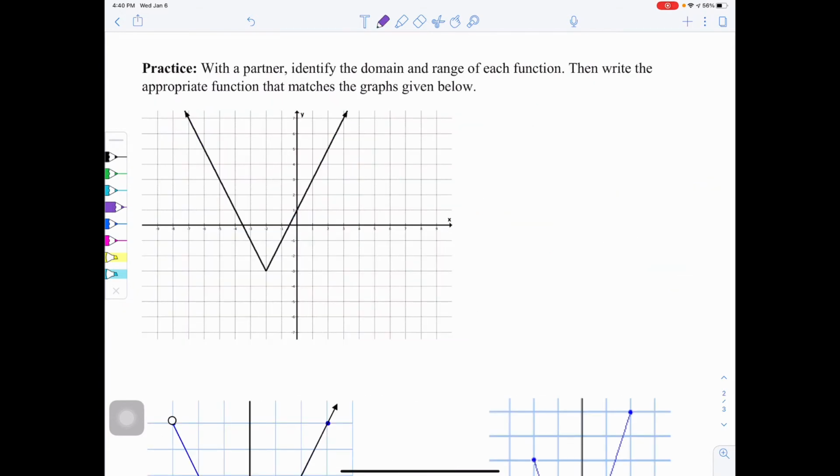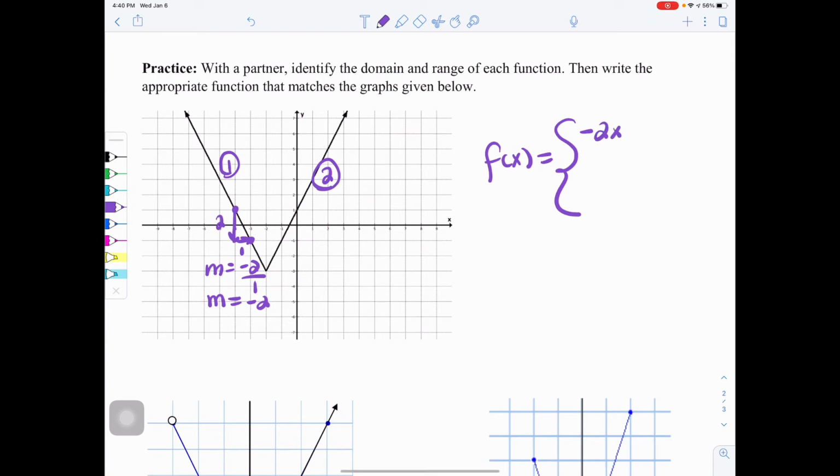In the top practice problem, we have an absolute value function split into 2 pieces. Looking at section 1, I will identify 2 points to find my slope. So I would be going down 2, to the right 1. So that's a slope of -2 over 1, or -2. I'll call this function f(x). You can use any letter you'd like. And so we know a -2 goes in front of x for the slope.